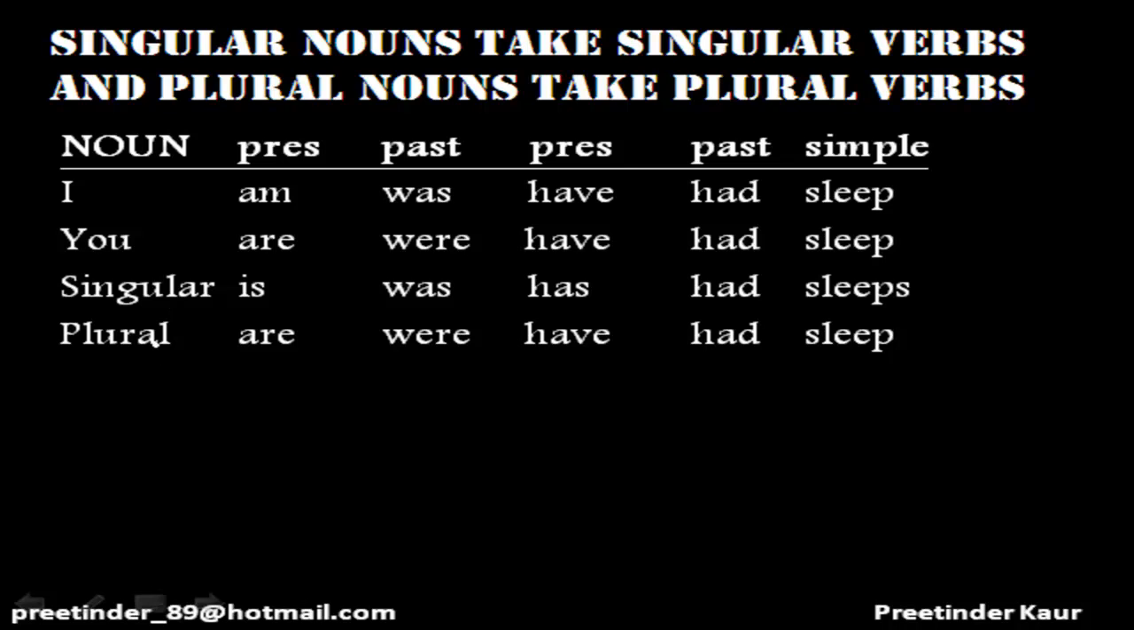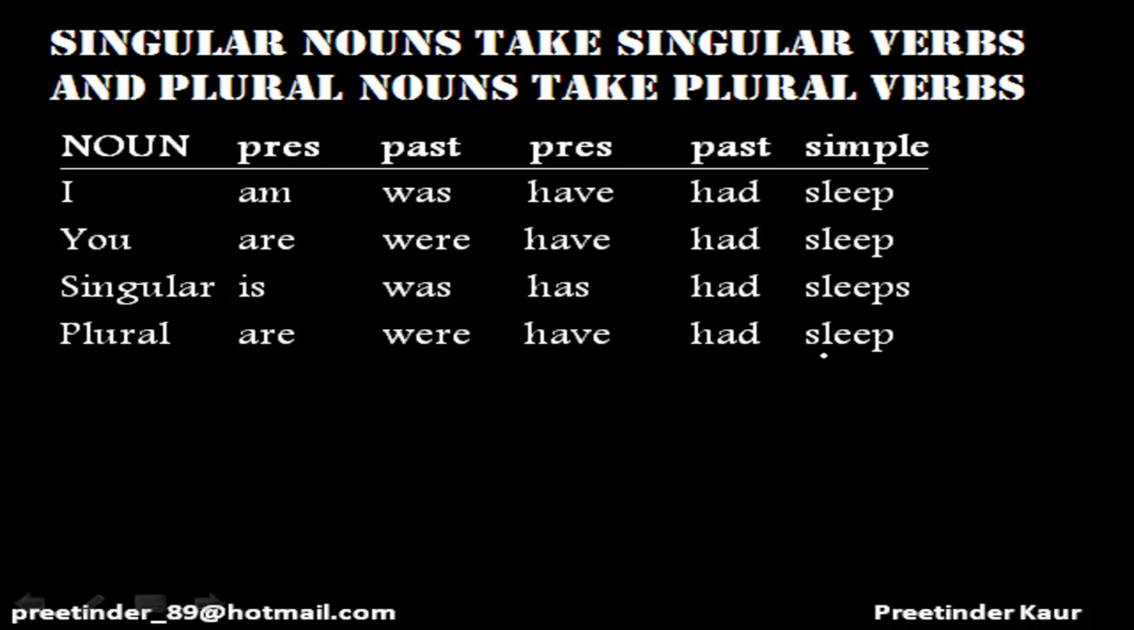Now coming to the plural, for example, they and them. So we will be using are and were just like we used for you. It will be they are eating, they were eating, and in the perfect tenses we will be using have and had, again just like we use them with you. So they have been eating and they had been eating.